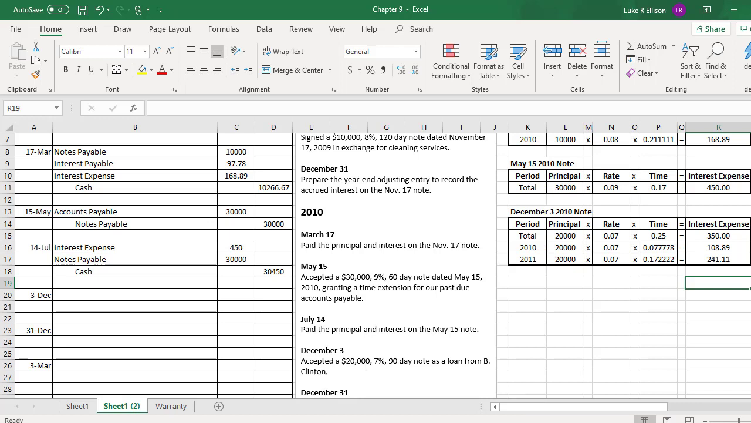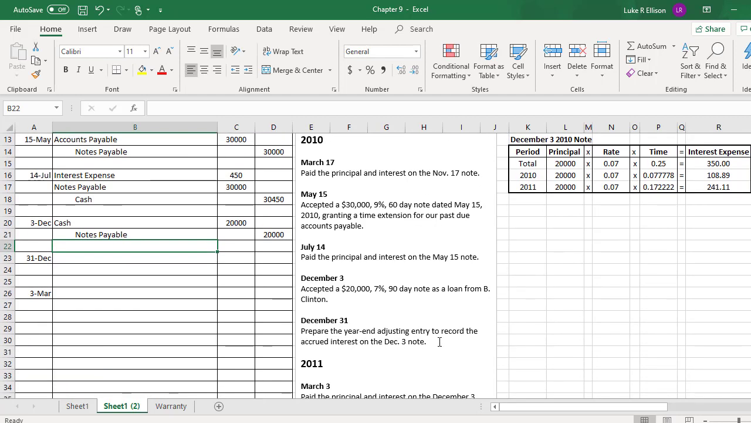So we accepted a $20,000 note from B. Clinton, and that was as a loan. So that means we are getting some cash. We're taking a loan out, and that's going to be for the amount of $20,000. And we're going to have to pay that back later in the form of a note, so that's going to be notes payable, also for $20,000.